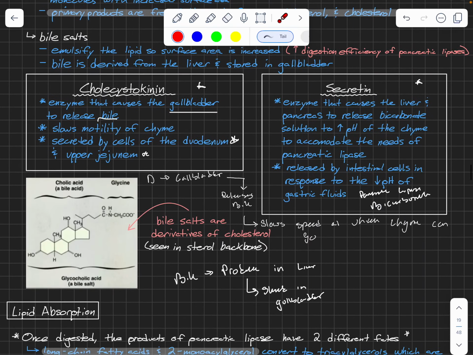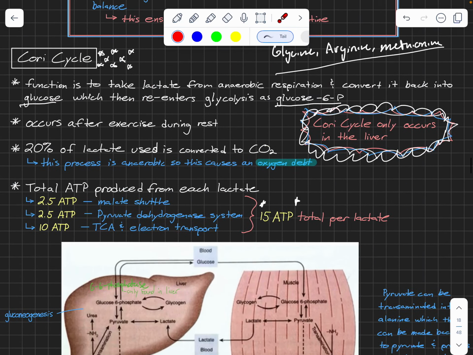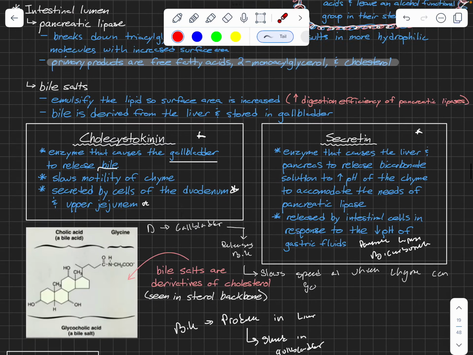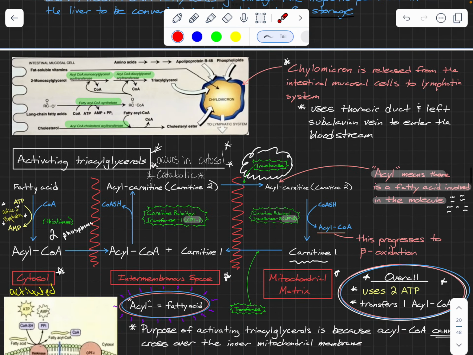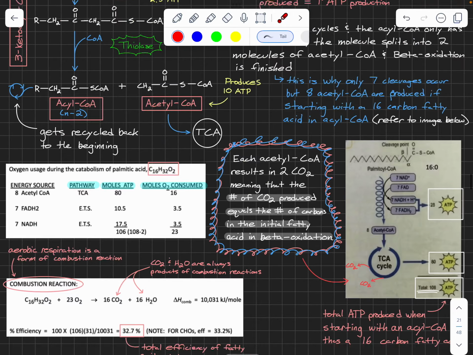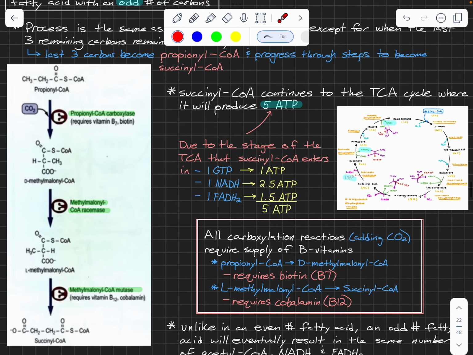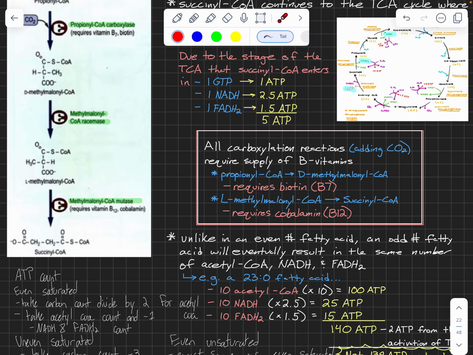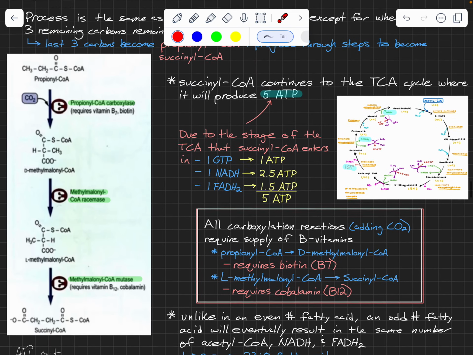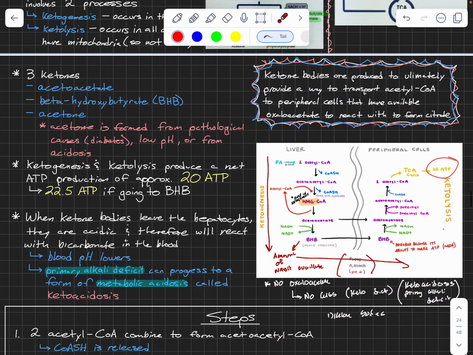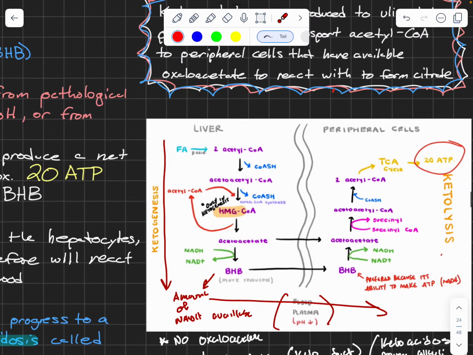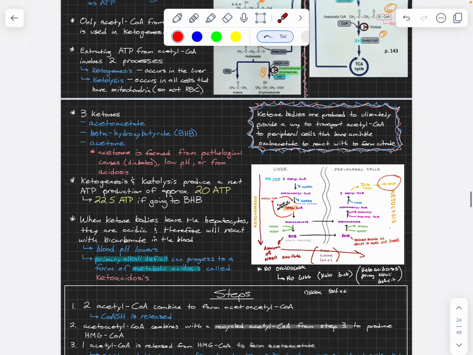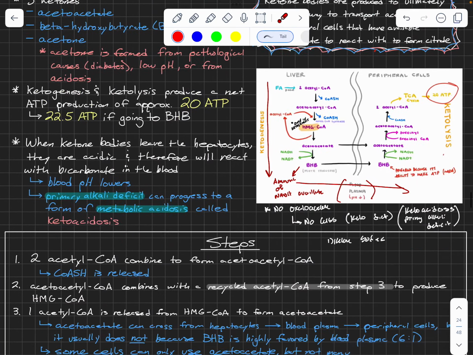All right, so now I'm done with the Cori cycle here, and we are going to move into lipid digestion, and then following that, we have triglycerol activation, some beta oxidation stuff, which I have a little bit of an easier way to go about. And then we'll just talk about ketone bodies, which are pretty simple, and I personally really like this diagram, so we'll be talking more about that diagram right there.